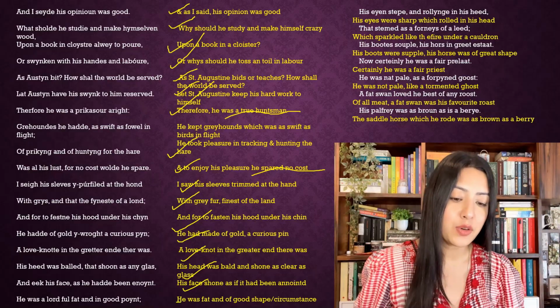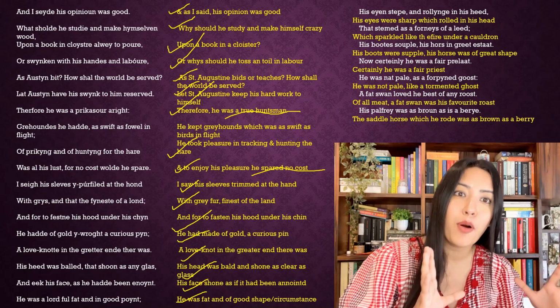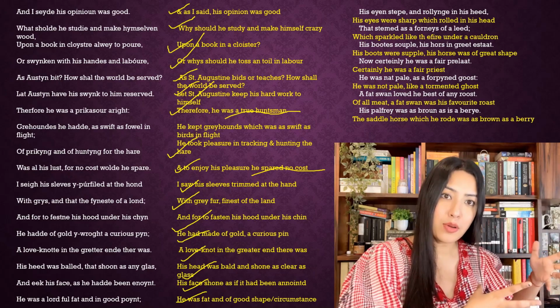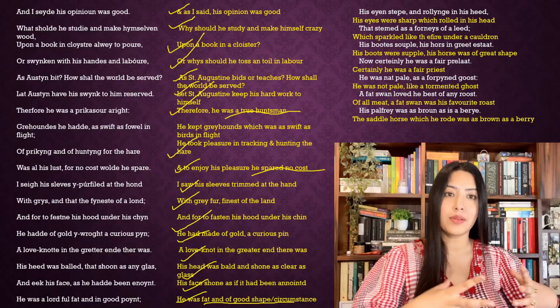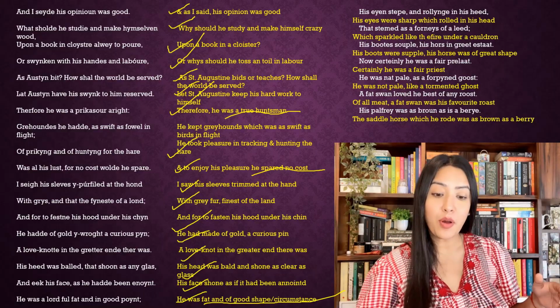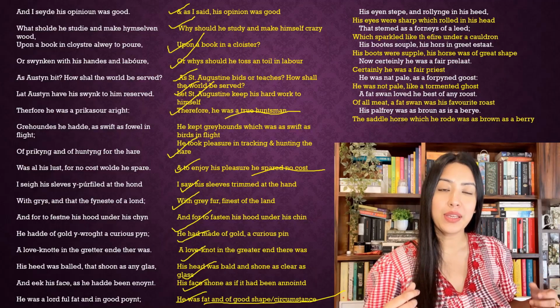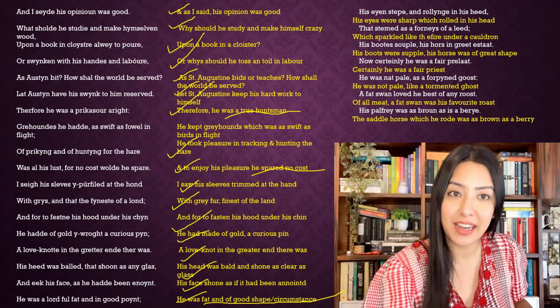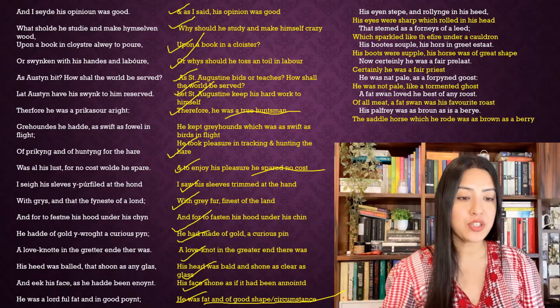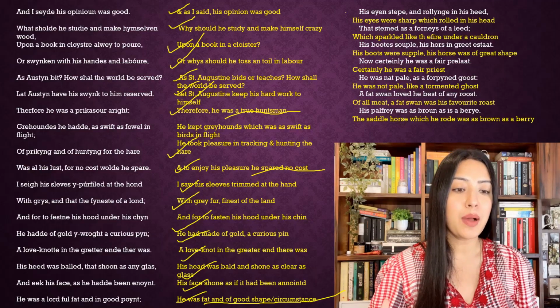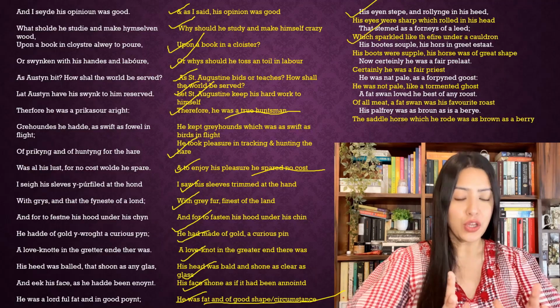So he was fat and of good shape, a monk. You expect a monk to be lean and thin because the lifestyle is such. But this monk was fat and in good circumstance. So he was not the sacrificing kind of monk. His eyes were sharp, rolling in his head, and sparkled like the fire under a cauldron. You know what a cauldron is?